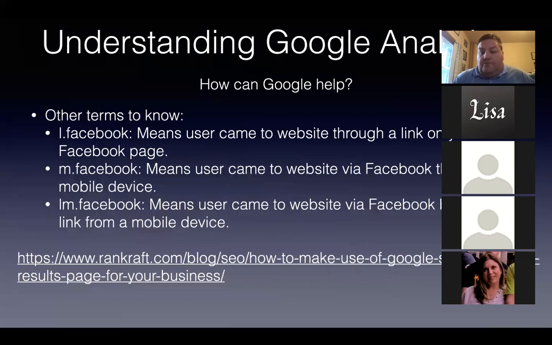Other terms to know is L.Facebook, and I'll show you where you would find this information. It means a user came to your website through a link on your Facebook page. So say you have a post on your Facebook page and you include a link to your website, if somebody clicks on that link, that will count as a L.Facebook referral on your Google Analytics. M.Facebook means the user came to your website via Facebook through a mobile device, like a tablet or a smartphone. And then LM Facebook means the user came to your website via Facebook by clicking a link from a mobile device.